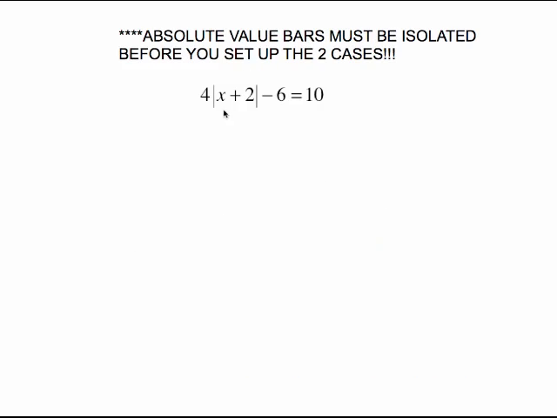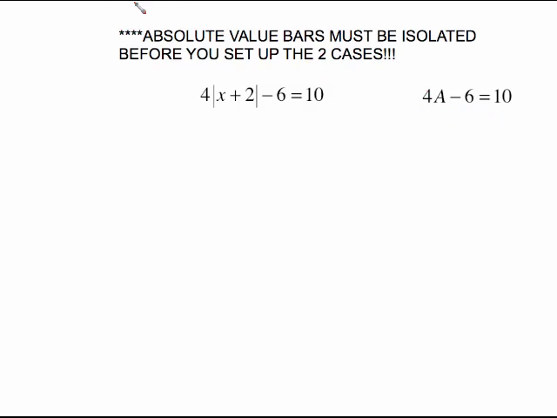This one has a little more stuff with the absolute value bars, and we have to remember our absolute value bars must be isolated before we set up the 2 cases. And if this looks complicated to you, just think about this absolute value thing just being a big old capital A. And we would have this equation, 4a minus 6 equals 10.